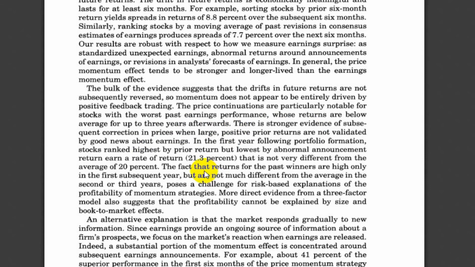And so, since the excess returns that are earned in the first year aren't continuing to be earned in future years, it's tough to say that these excess momentum returns are actually due to more risk. And also, we found in the Fama-French three-factor model that these excess returns can't be explained by size or growth value effects either.